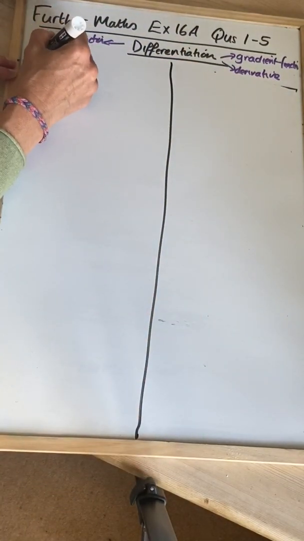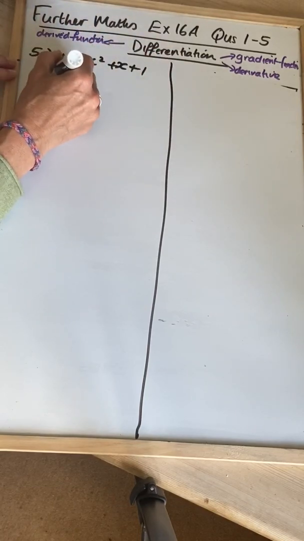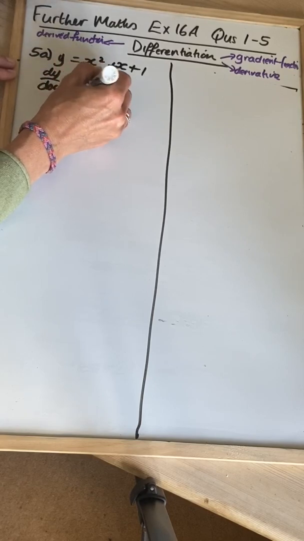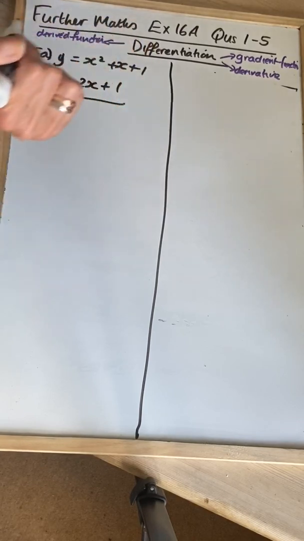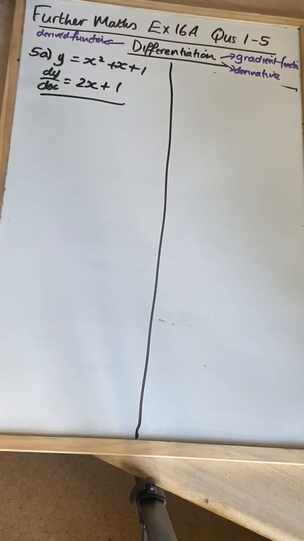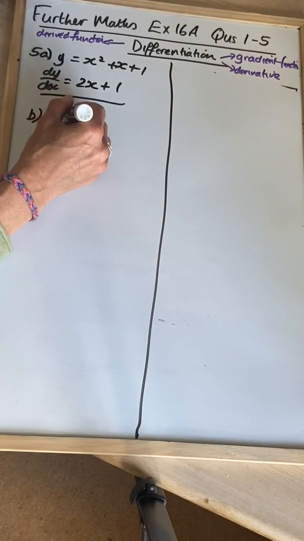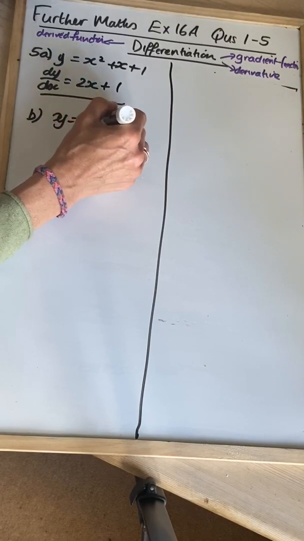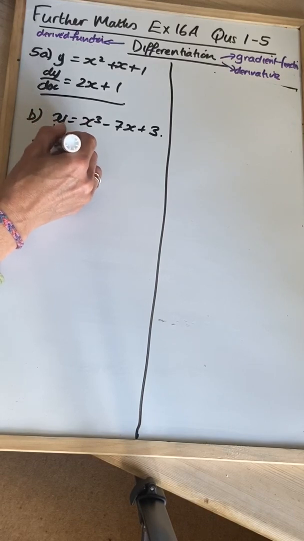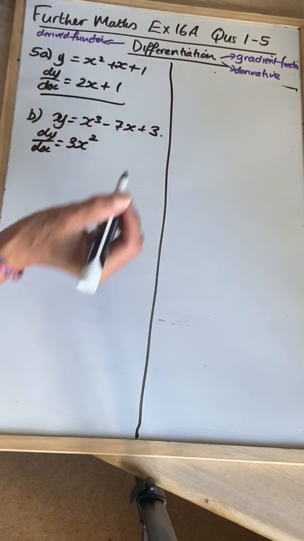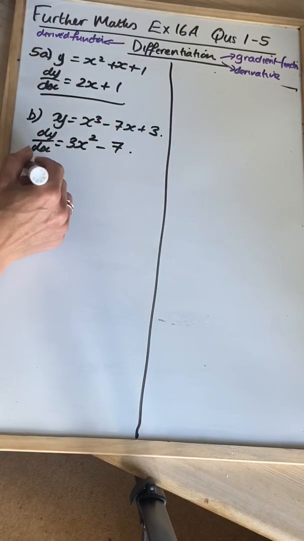Okay, so 5a, y equals x squared plus x plus 1. So differentiating, x squared becomes 2x, and that x just becomes a 1. The 1 will disappear off the end. The x just becomes the coefficient of it, which is 1. Okay, 5b, y equals x cubed minus 7x plus 3. Same process. So we bring down the power, reduce the power by 1, and subtract 7. The 3 will disappear.